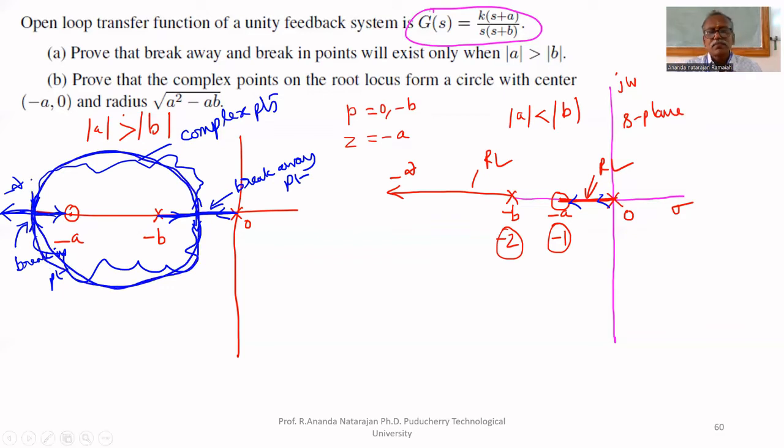That is the second part. First part is to prove that break-in points will exist only when modulus of A is greater than modulus of B, then only it will have breakaway point. Evans condition.